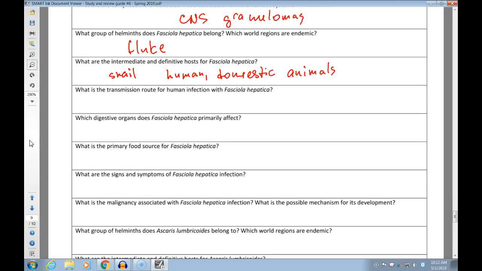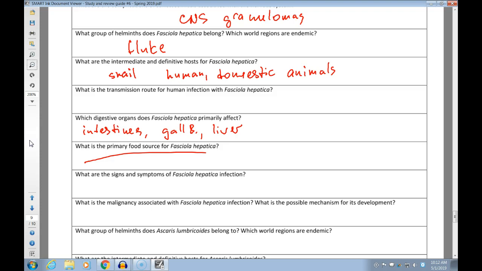Digestive organs: intestines, and to a much larger extent gallbladder, liver. Primary food source, epithelial cells in the bile ducts. Signs and symptoms: jaundice, nausea, malabsorption, fat malabsorption, anemia. So signs of liver damage, bile duct obstruction, stuff like that.